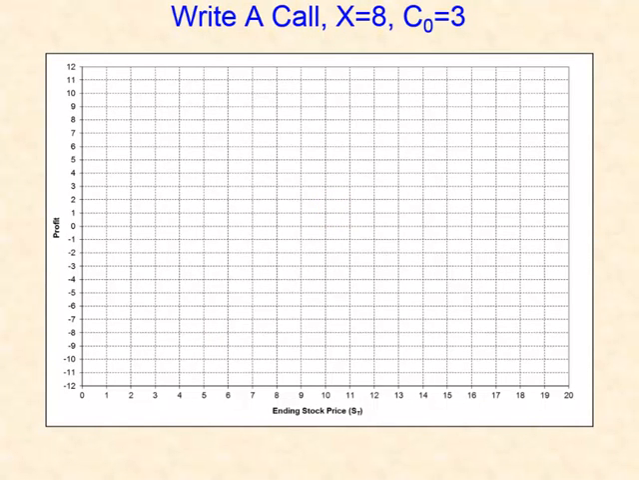Let's go ahead and chart the profit. This time I'm not going to build a table and calculate the profit at various ending stock prices. Instead, I'm going to note that if I write a call option, I'm going to immediately receive the premium of $3. And at low stock prices, the call option will expire worthless and never get exercised. And so I will make the $3 as my profit.